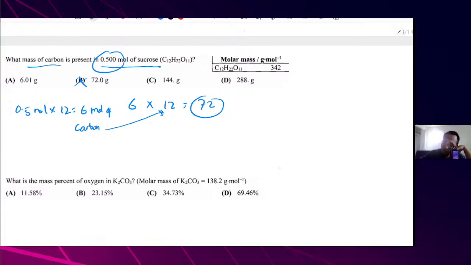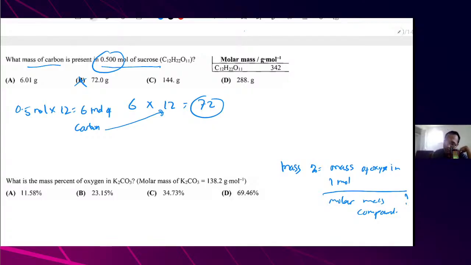Use the formula: mass percentage is the mass of oxygen, and oxygen is 3 here in 1 mole, divided by the molar mass of the compound. Because we don't have any information about the moles, we just use this one: the mass of oxygen in 1 mole over the molar mass of 1 mole of the compound.